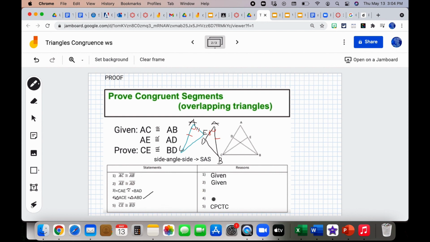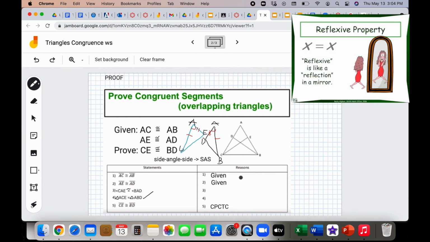What we will use as the reason, we haven't filled out the reason over here. The angle here, we said that it is shared, and that is the reflexive property. That's why we write it to be congruent on the statement. That is reflexive. We will write reflexive. The triangles are congruent because of side angle side. We will fill that out in this line on the reason side. Next one, the reason for the triangle congruence is side angle side. We will go ahead and write the abbreviation SAS.